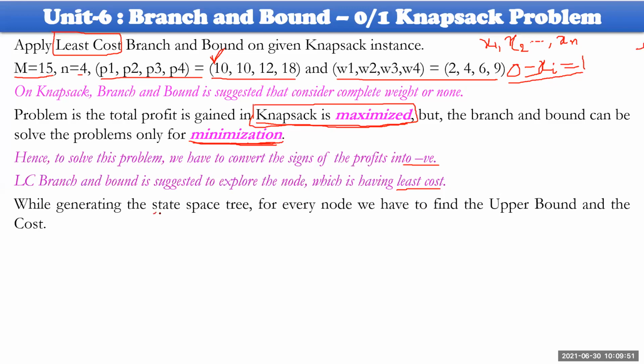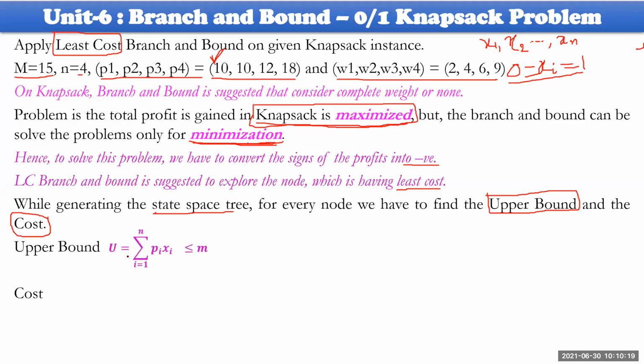To generate this state space tree, what exactly are we trying to perform here? We need to identify the upper bound, because the name itself is branch and bound. We need to identify the upper bound, and the cost if you perform that particular operation at the upper bound. These two will always be identified. Then how could you calculate that? The upper bound will be calculated.